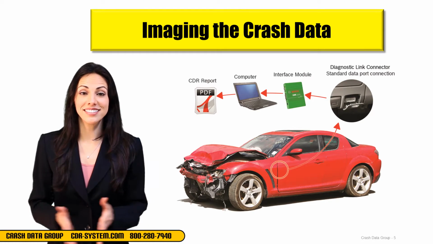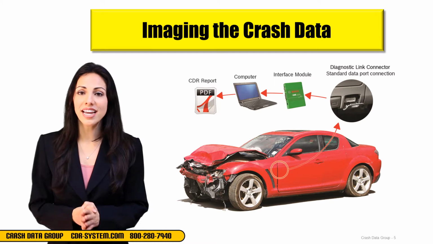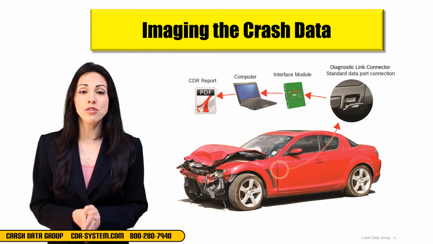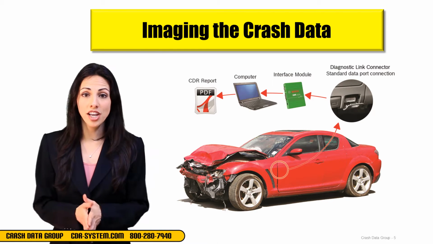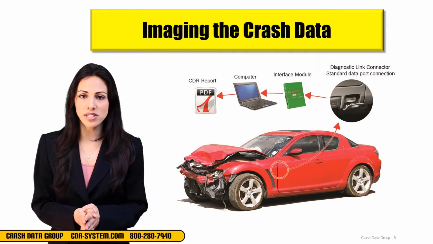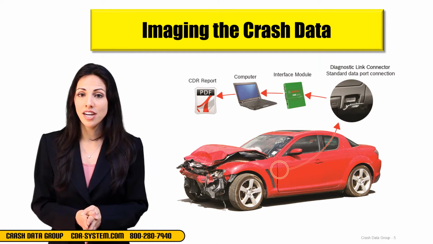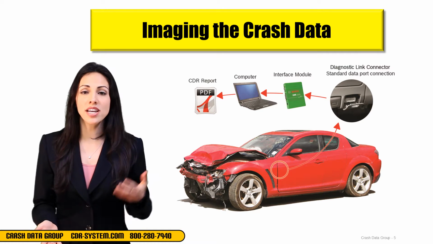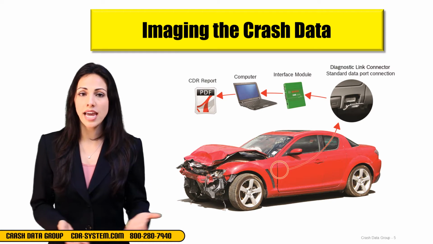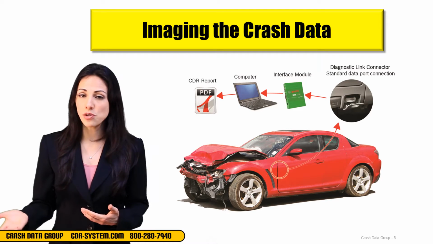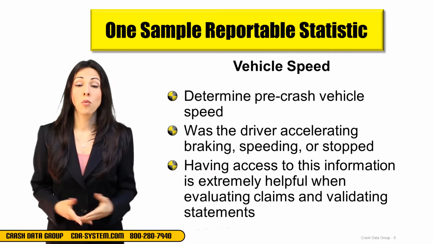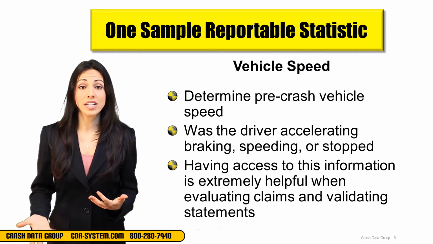Imaging the crash data. The CDR tool can connect and access the data through the vehicle's Universal Data Port, or DLC, found in most every car. You can also connect to certain control modules in the vehicle to image your crash data. For example, in Fords, you can connect to the powertrain control module, and in some newer vehicles, a rollover sensor module.